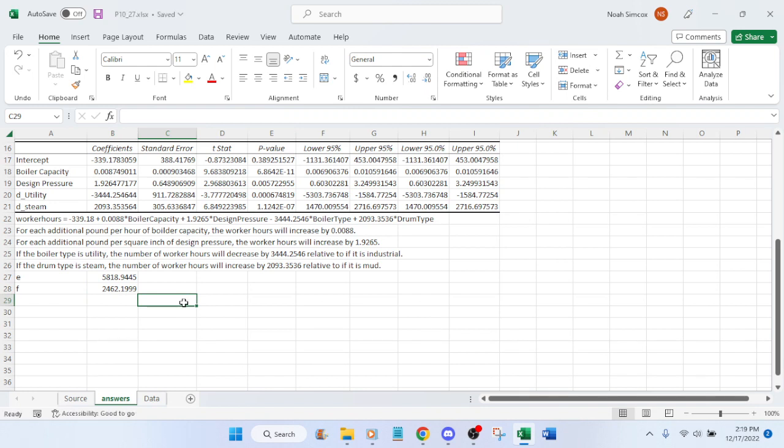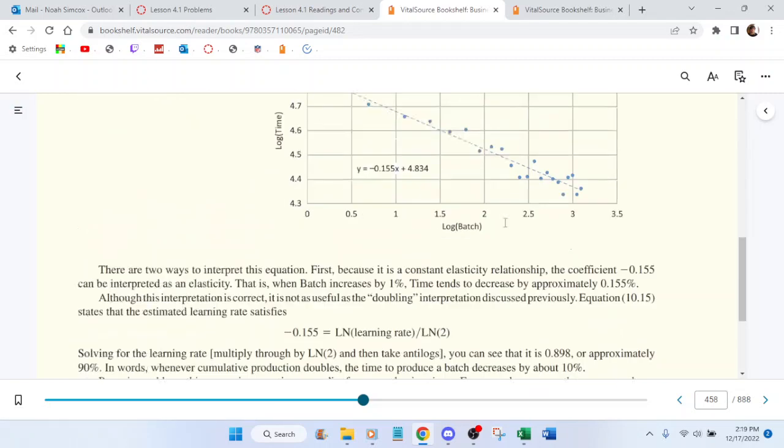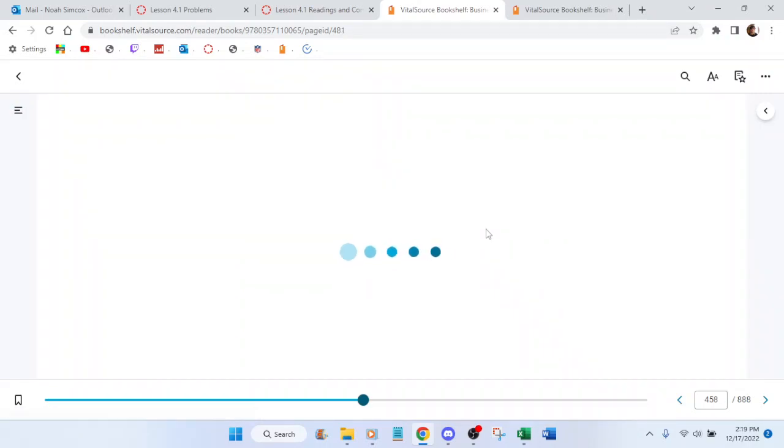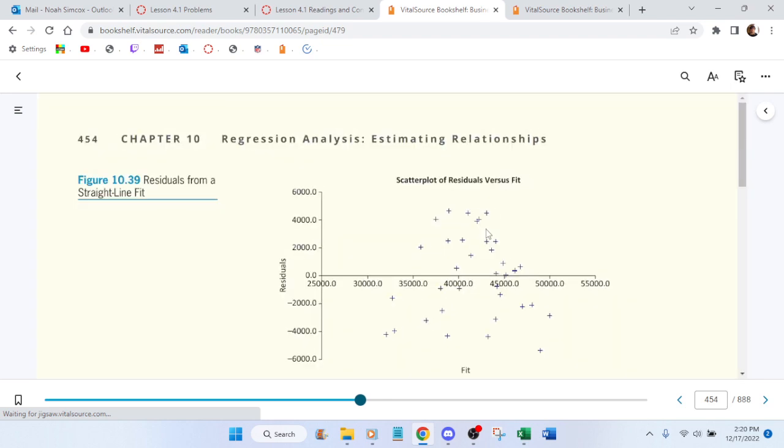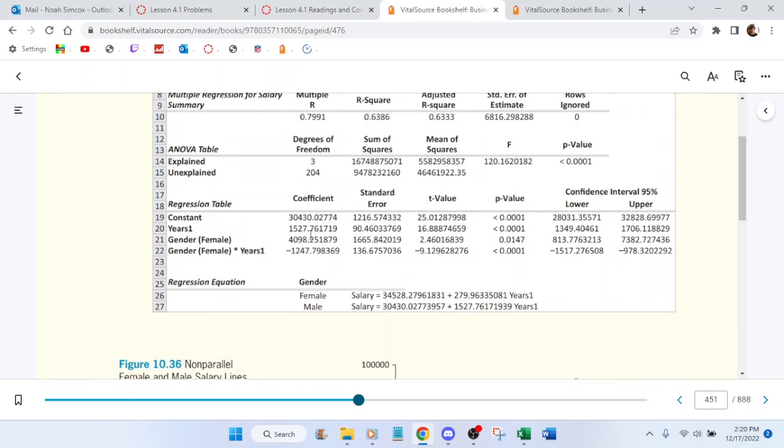No, I have to go all the way back. I just have to make sure of something. Their coefficient was 30,000 something. So male will just be this coefficient, and female will be this minus 1,000 something.